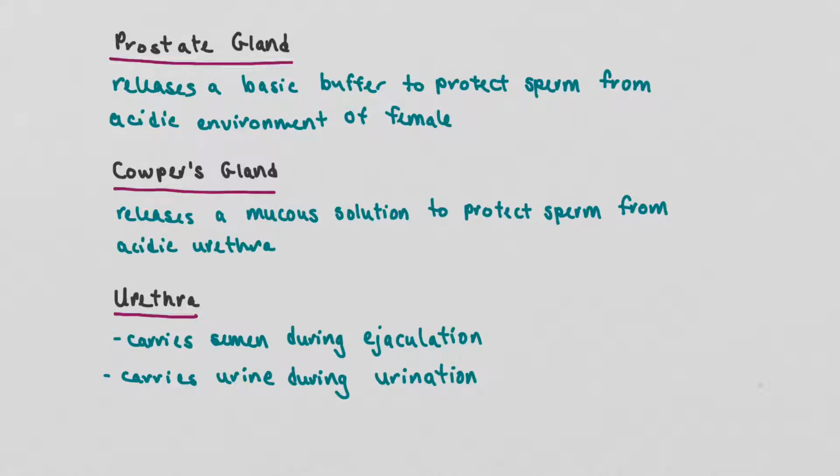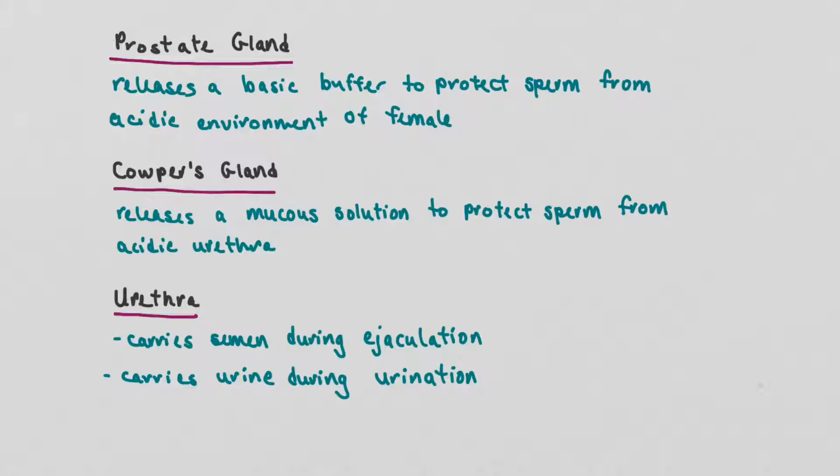The prostate gland releases a basic buffer to protect the sperm from the acidic environment of the female. If you remember when we learned about the immune system, we have these lines of defense to protect our body from invading organisms. That is a good thing to prevent invasion, but it also works to kill off sperm as well, so not necessarily a desired effect if you're trying to conceive. So the prostate gland creates a buffer to neutralize the acid of the environment of the female in the vagina to protect the sperm and allow some of them at least to get to the egg.